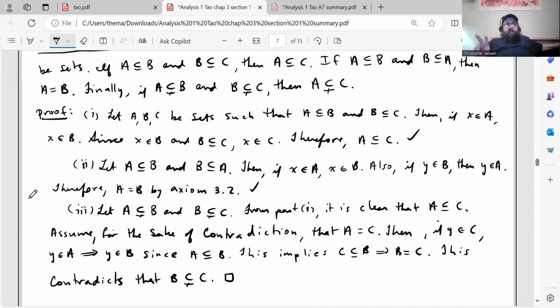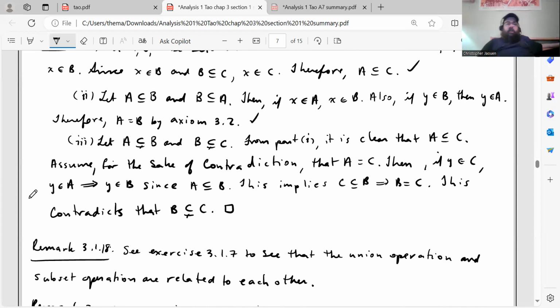All right, going on to statement two, let A be a subset of B and B a subset of A. Then if X is an element of A, X is an element of B because it's a subset. Also, if Y is an element of B, then Y is an element of A because B is a subset of A. Therefore, A equals B by axiom 3.2.